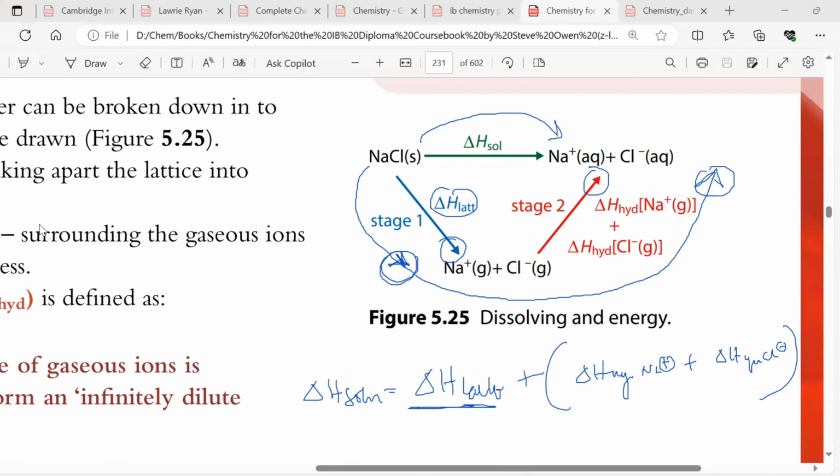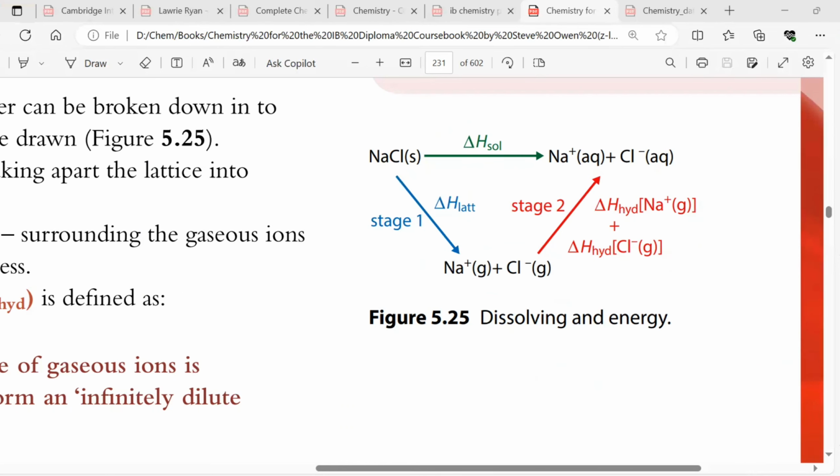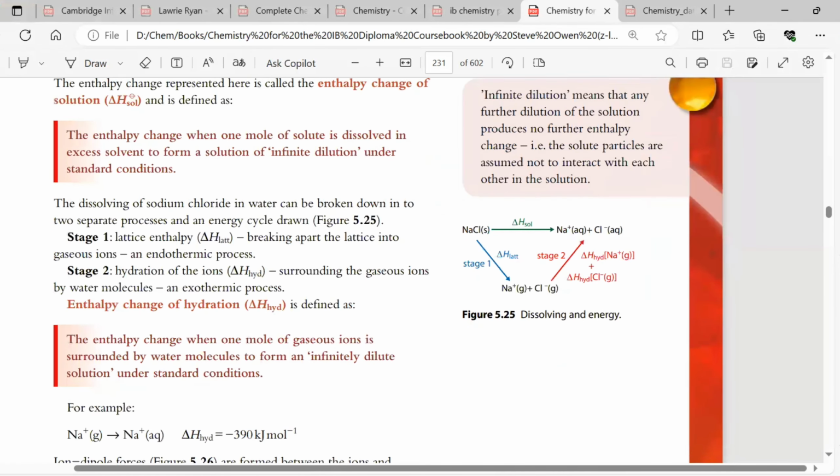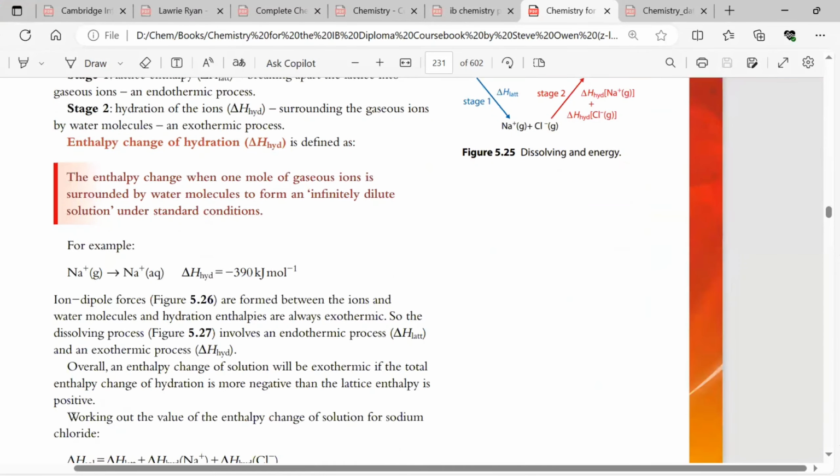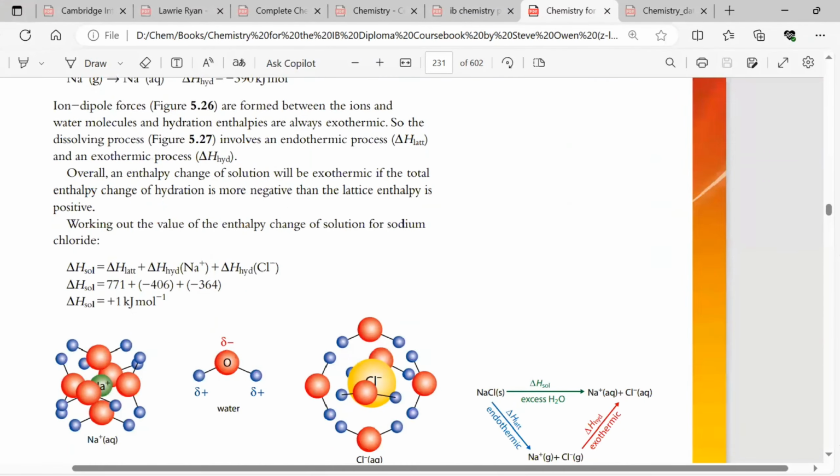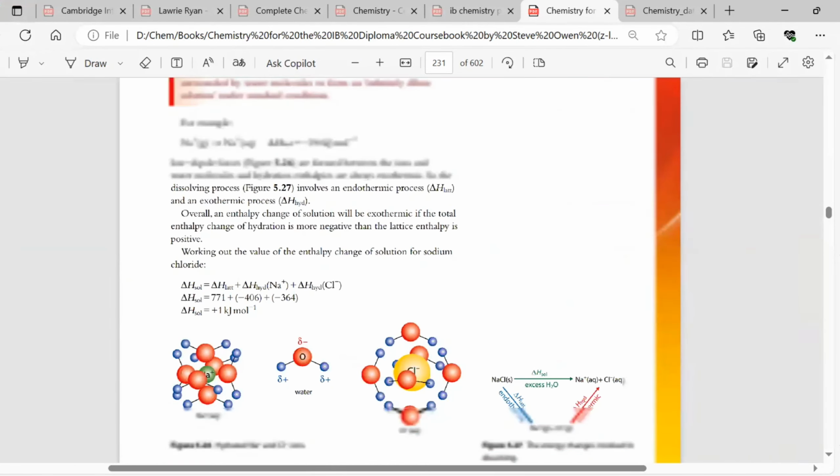Now my question to you, write this down: the enthalpy of solution should be negative for a spontaneous solution to happen. Now we all know a very important thing: this lattice enthalpy is very, very high. Lattice enthalpy is very high; we have seen the lattice enthalpy data also.